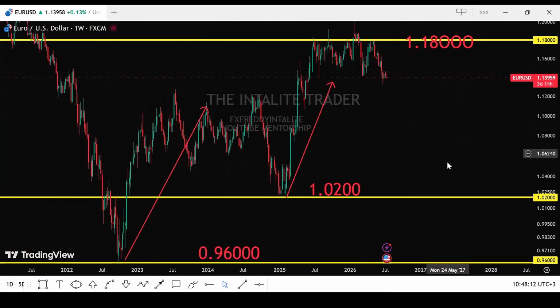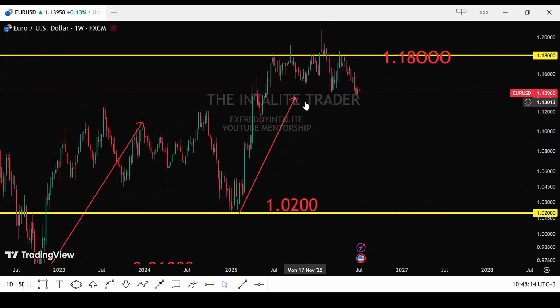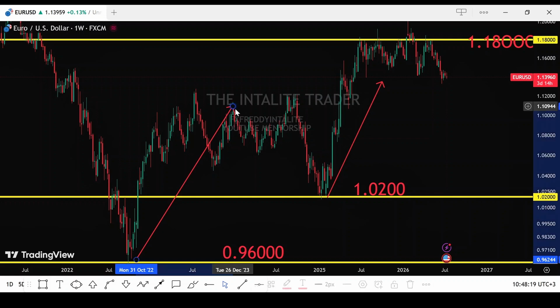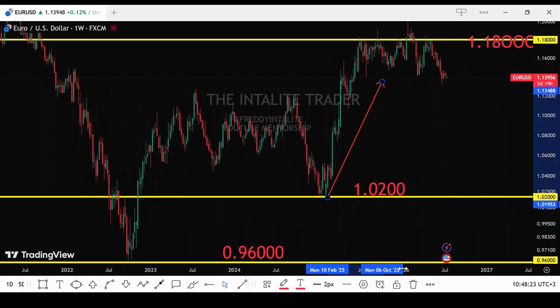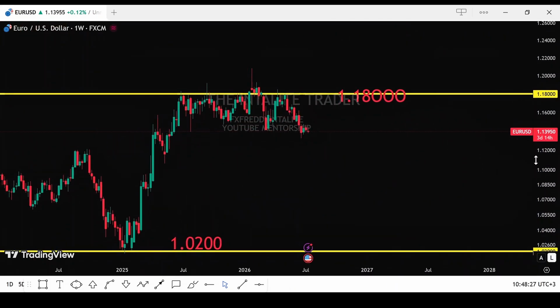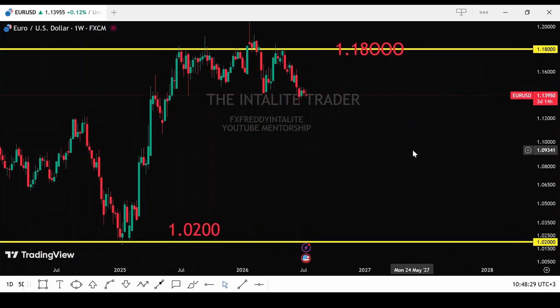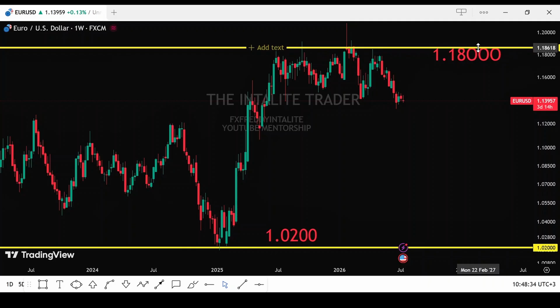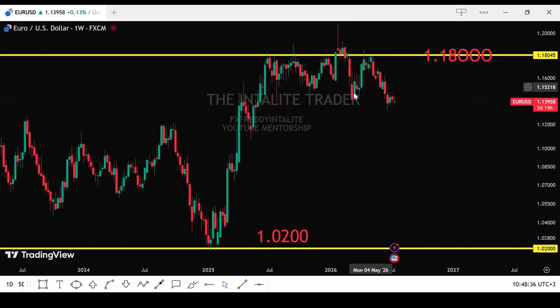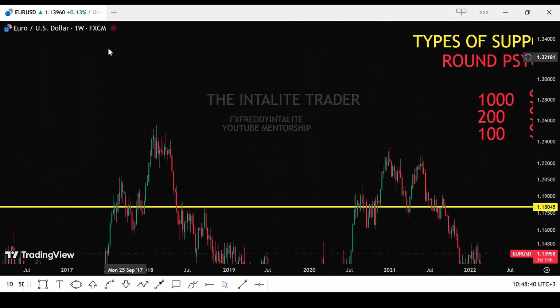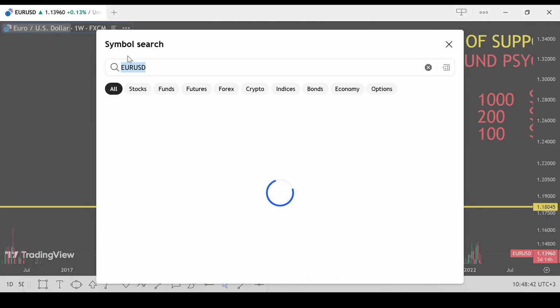The market will always load positions and offload following these levels. These are just psychological levels. So traders and institutions use these levels to measure the price ranges, and they make decisions based on some of these levels. If we continue, let's look at some other instruments.